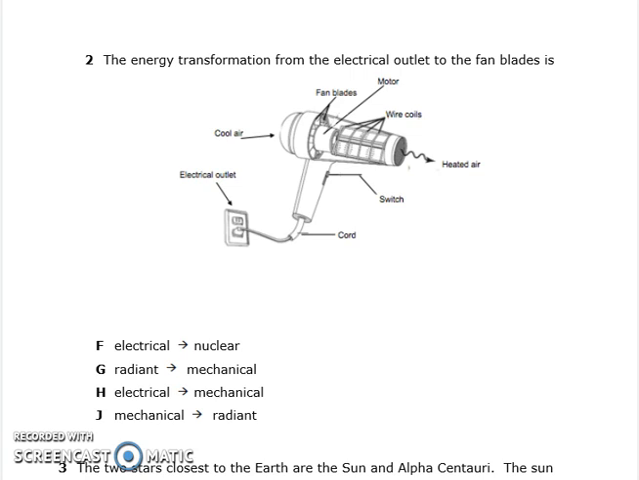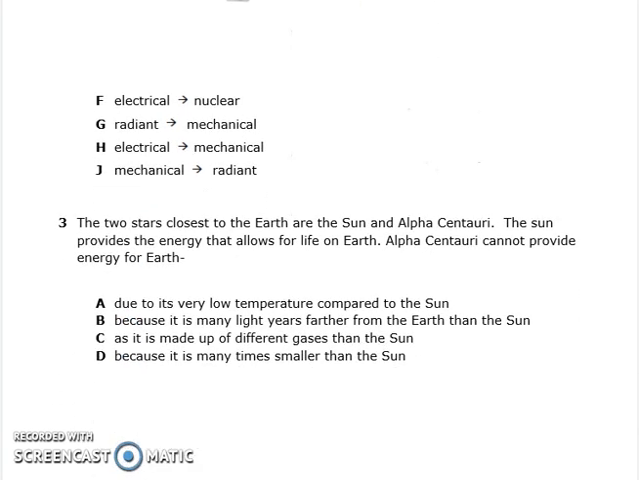to mechanical, H, electrical to mechanical, or J, mechanical to radiant. Number 3. The two stars closest to the Earth are the Sun and Alpha Centauri. The Sun provides the energy that allows for life on Earth. Alpha Centauri cannot provide energy for Earth. A. Due to its very low temperature compared to the Sun.